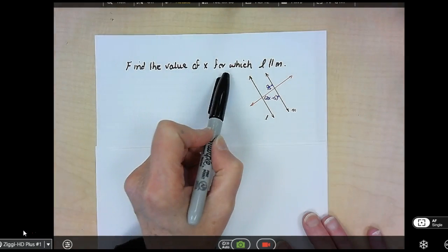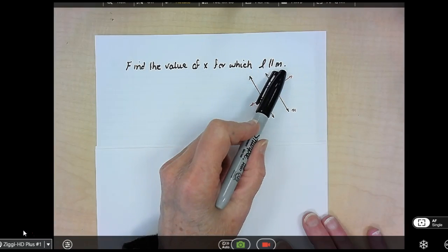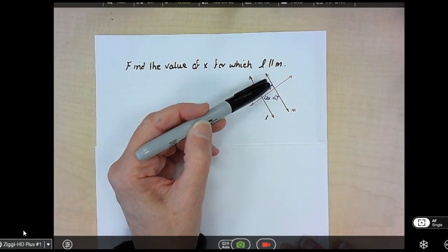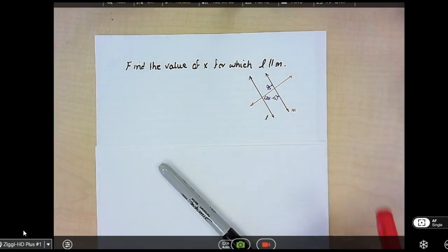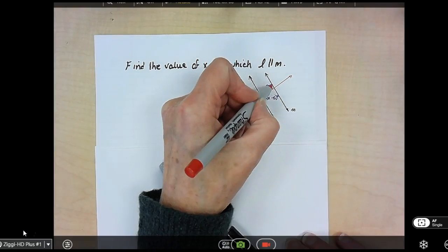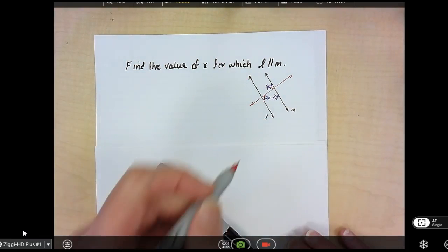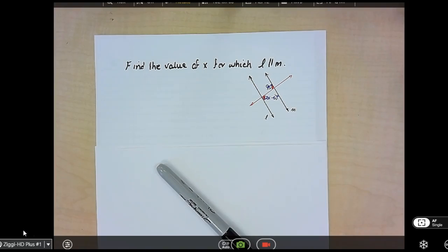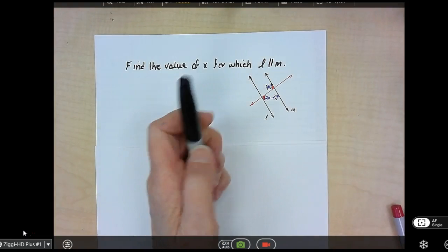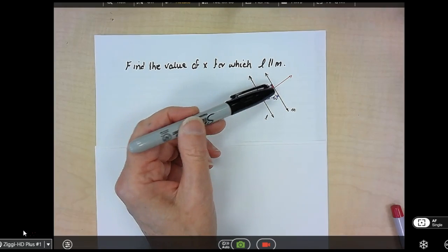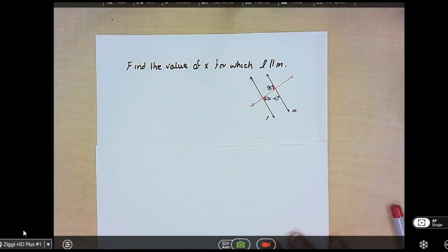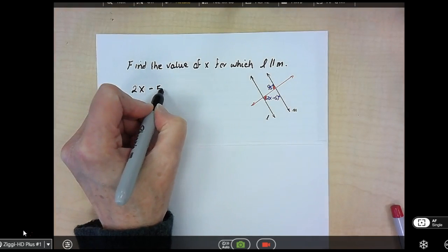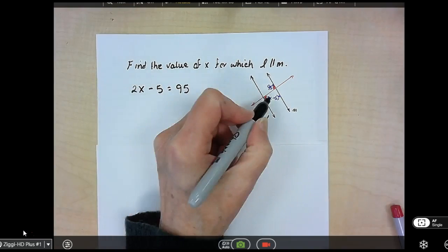Find the value of x for which line L is parallel to M. Well, if we're trying to get these two lines parallel, I look at these two angles that are given to me, here and here. Hopefully that looks like it where I drew them. But those are the two we're talking about. So for my lines to be parallel, I have to get these alternate interior angles congruent. So I set them congruent. So 2x minus 5 has to equal 95 for them to be parallel.